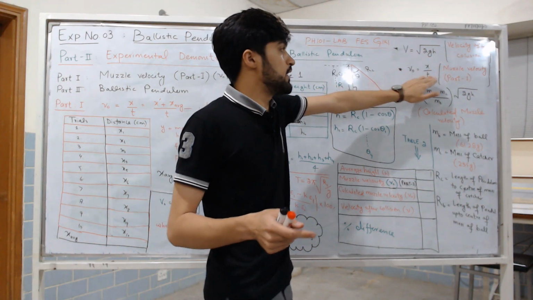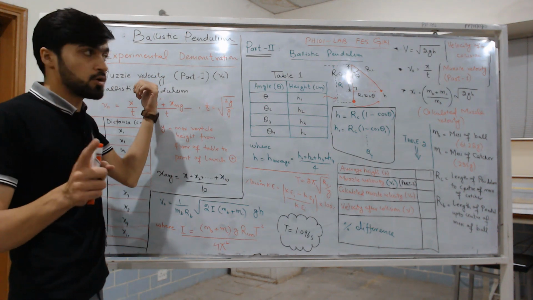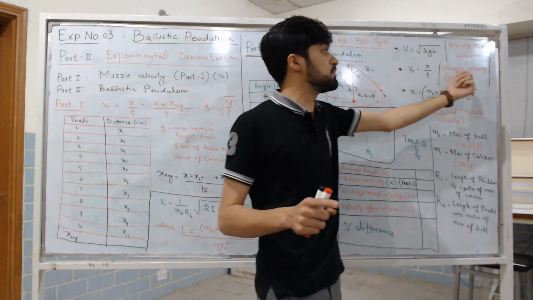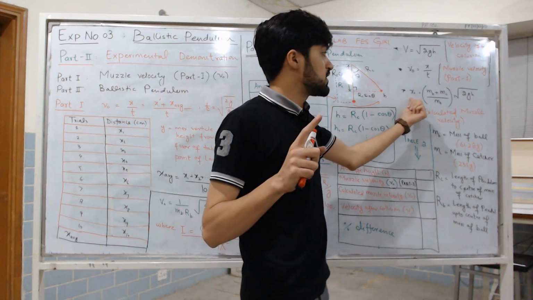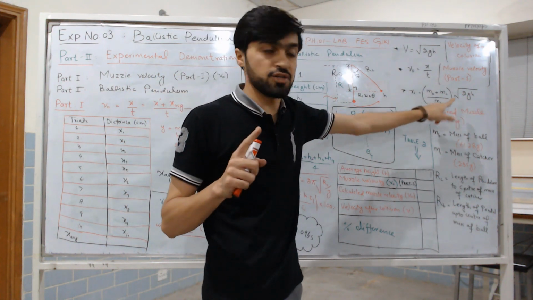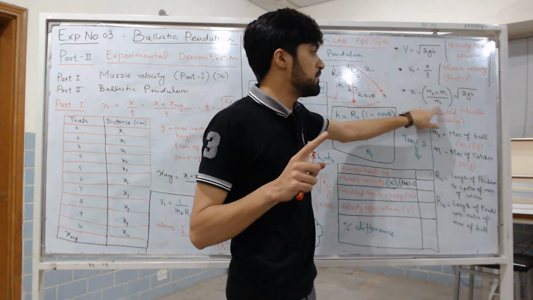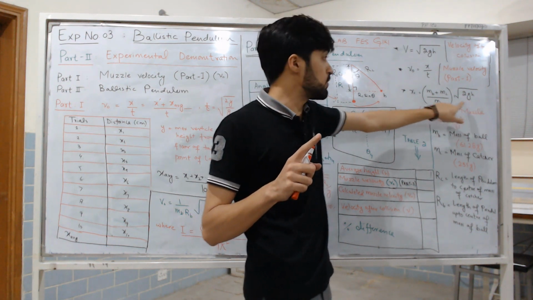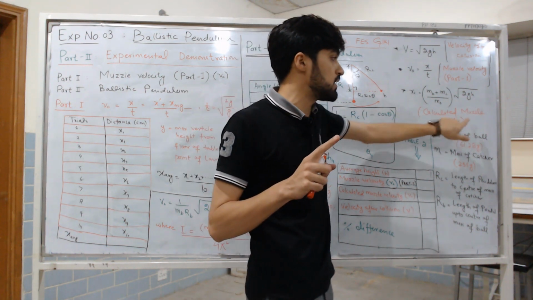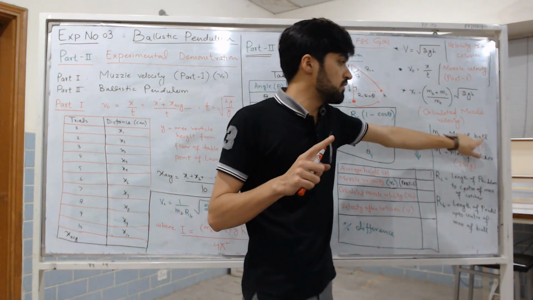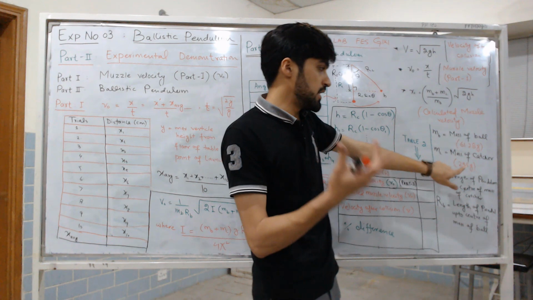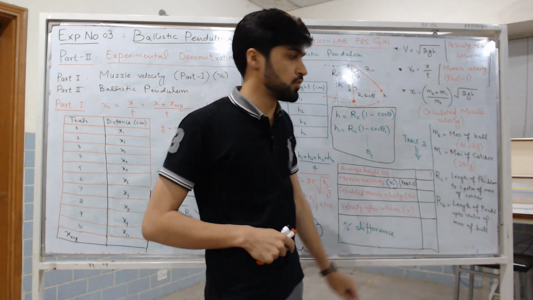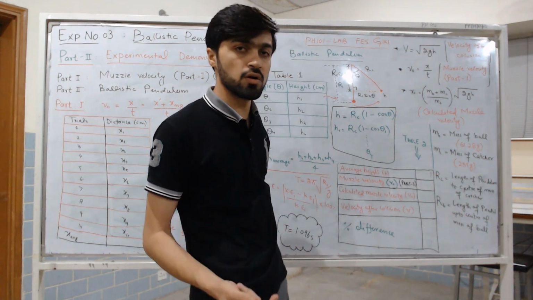V naught is equal to x by t, which is the part 1 muzzle velocity. It should be noted that it is the muzzle velocity calculated from part 1. Keep in mind, this is the muzzle velocity. We have derived this relation: V naught is equal to (mb plus mc) over mb, times under root 2gh. So this is actually the calculated muzzle velocity. mb is the mass of the ball, which is 61.28 grams. mc is the mass of the catcher, which catches the ball, is 235 grams. So you are now clear about these things.